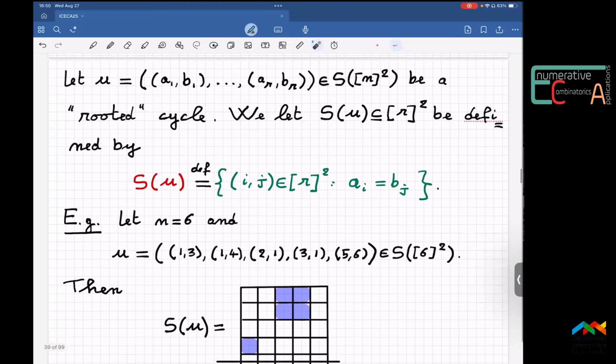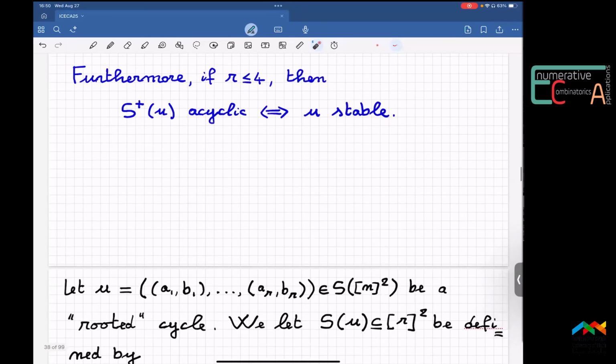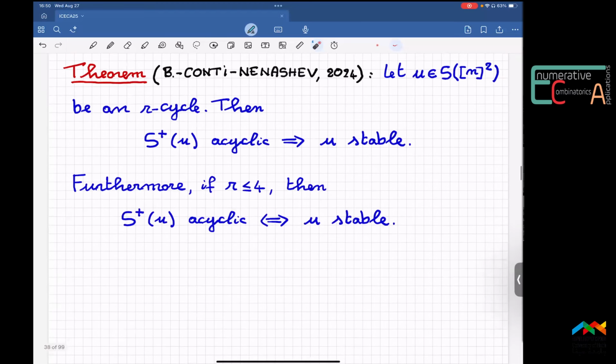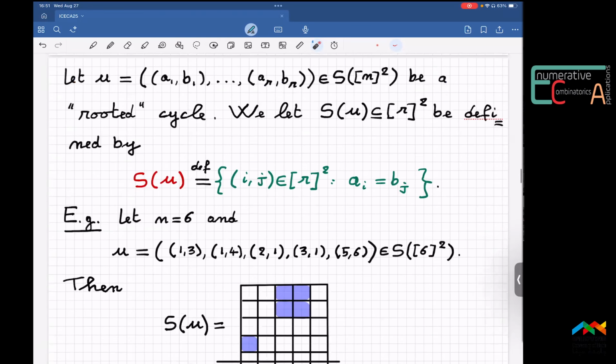And so what can you do? We can define another gadget related to the other one. So here's again our r-cycle, and it's a rooted cycle. I've chosen a first element. By the way, here you see that if we choose another first element, all that changes is that the labels of the vertices change cyclically, so clearly if it's acyclic for one, it's acyclic for all of them.